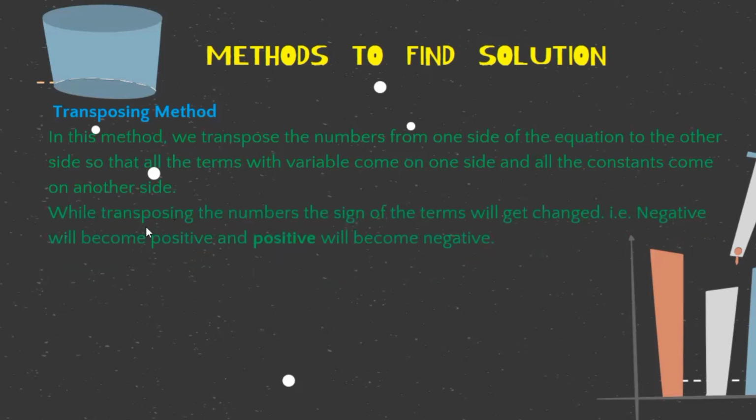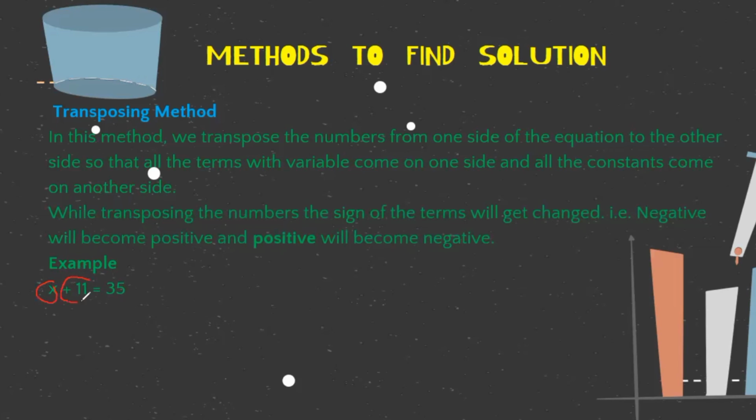While transposing the numbers, the sign of the terms will change. Suppose there is a negative sign, it will become positive, and positive will become negative. You can understand this particular method by taking an example. Suppose you have x plus 11 is equal to 35. Now you need to find the value of this x.